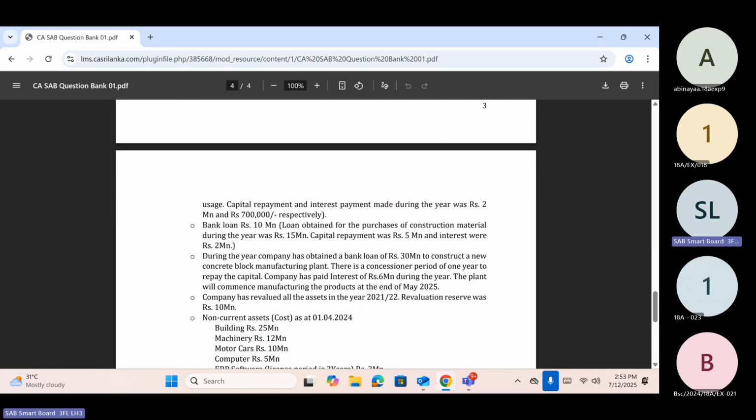During the year the company has obtained a bank loan of 30 million to construct a new concrete block manufacturing plant. There is a concession period of 1 year to repay the capital. The company has paid interest of 6 million during the year. The plant commenced manufacturing the product at the end of May 2025. Can you get that interest or not?